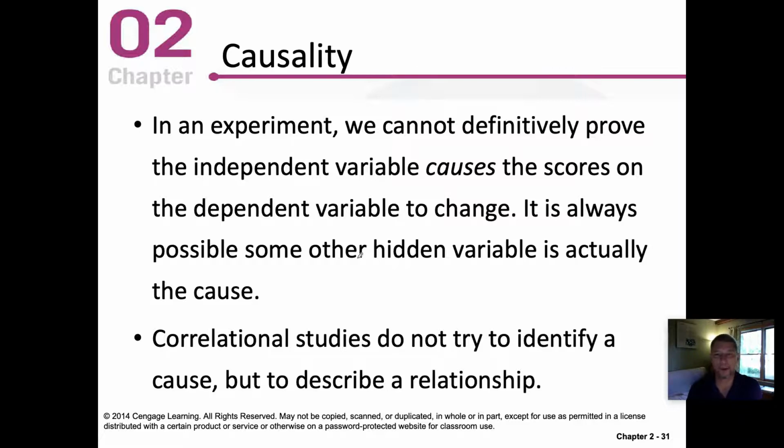So in an experiment, we cannot definitely prove the independent variable causes the scores on the dependent variable to change. It's always possible that some other hidden variable is actually the cause. All right. There's a great example of this in your psychology textbooks for science. Right. There's a hidden variable deal.